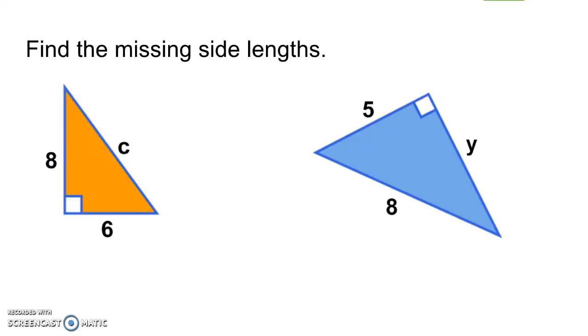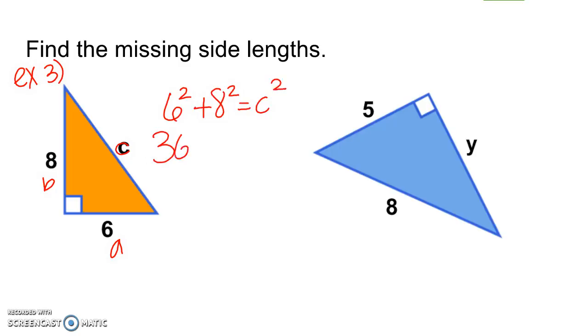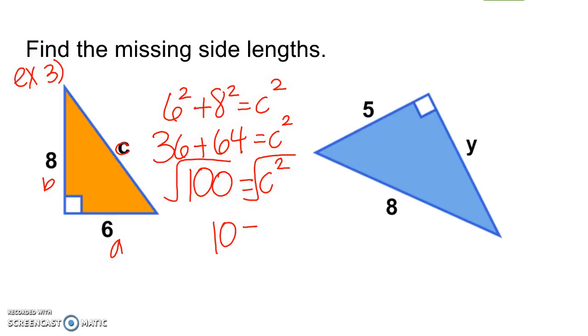Okay, so let's try this first one here on the left. If you feel like you're ready to try an example on your own, go ahead and do this one. We're going to call this example 3. All right, and I'm going to say A, B, and then there you have C. So 6 squared plus 8 squared equals C squared. 36 plus, what is that, 64 equals C squared. We add those together and get 100. Last step, square root. They were nice and gave us a perfect square. 10 equals C.